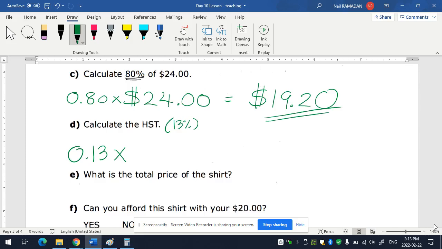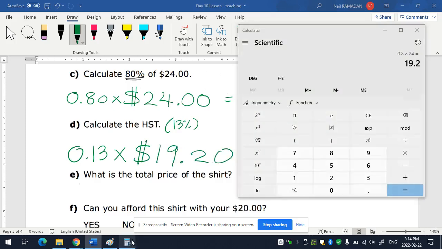Exactly. 24 doesn't exist anymore. 24 was the pre-sale price. I am now only accountable for $19.20. Good. Otherwise, there's no sale. So $19.20 equals, okay, how much tax is applicable now? 0.13 times $19.20.